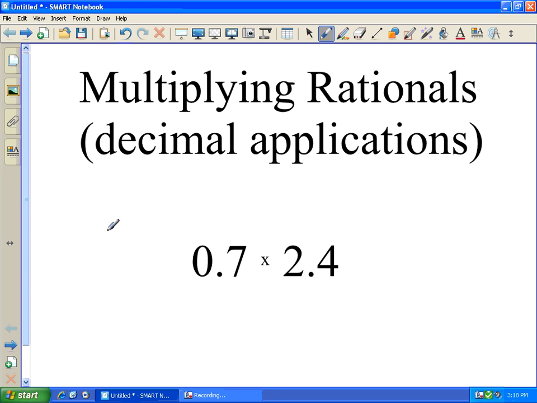Right, today we're going to be looking at multiplying rationals, that's the decimal version of rational numbers, and doing some applications with decimals. If you saw our last video where we were just teaching the basics of how to multiply decimals with each other, this is a little more advanced a technique. We'll start with this question here. Suppose we wanted to do decimal 7 times 2.4.